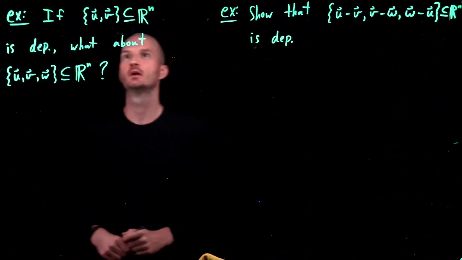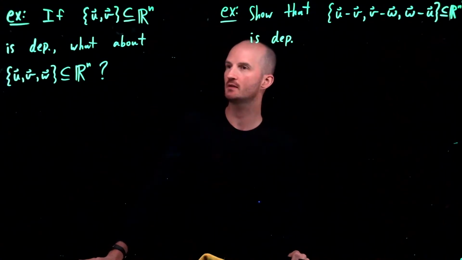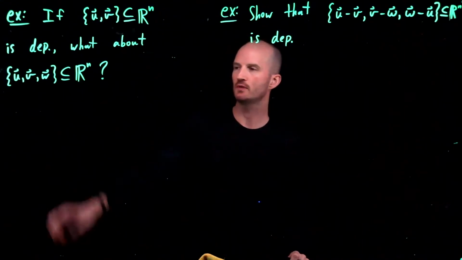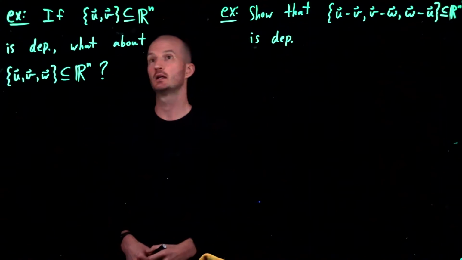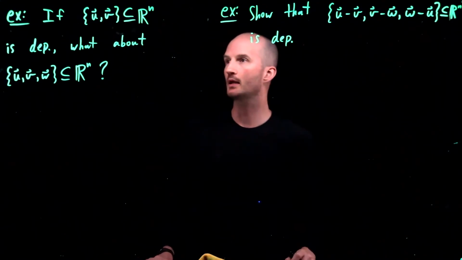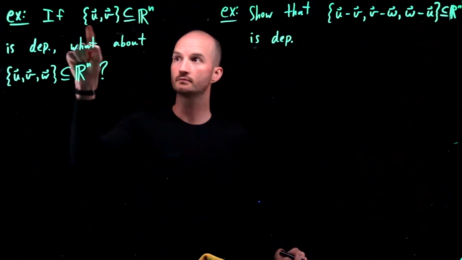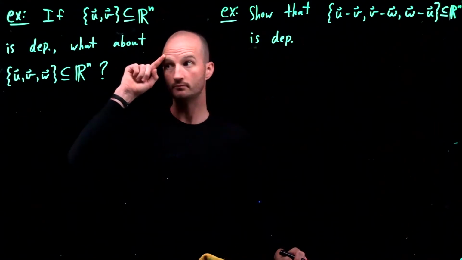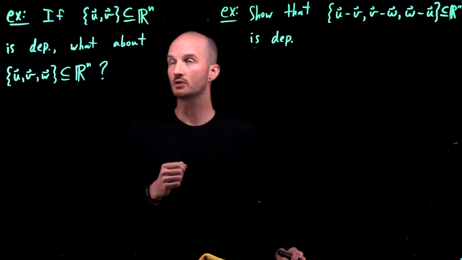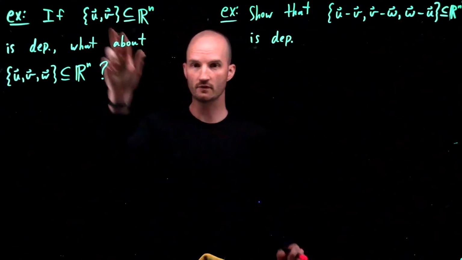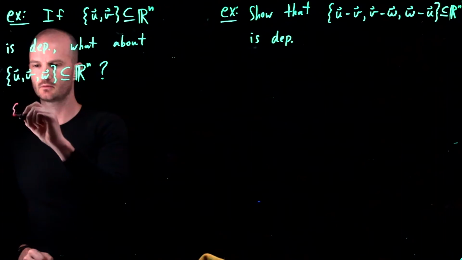So the first one. We're given a set with two vectors. We're told it's dependent. What does that mean about this slightly larger set? Well, it's necessarily dependent because I can take the dependence that I have for this set. That will give me a non-trivial dependence relation involving these two vectors. So let's write this down carefully.